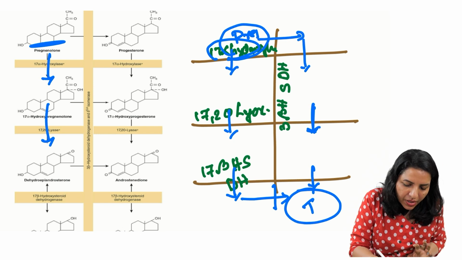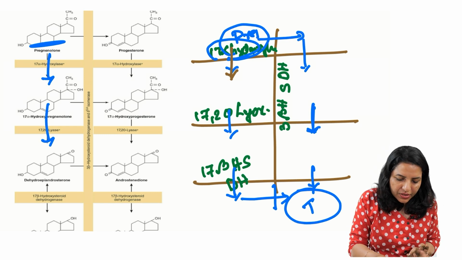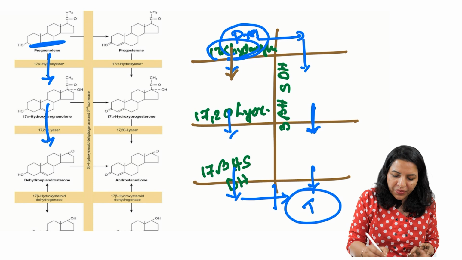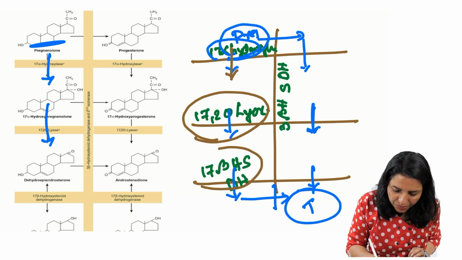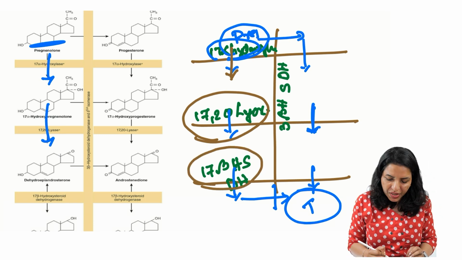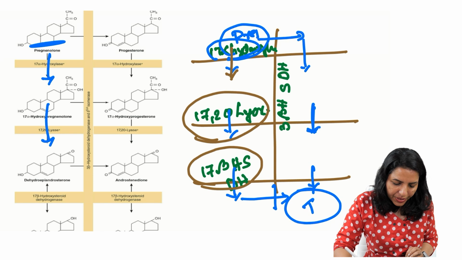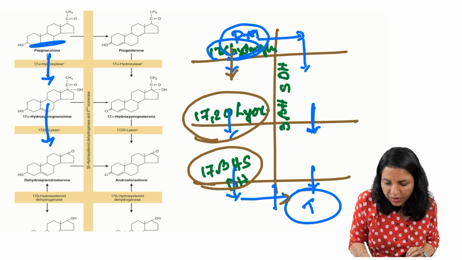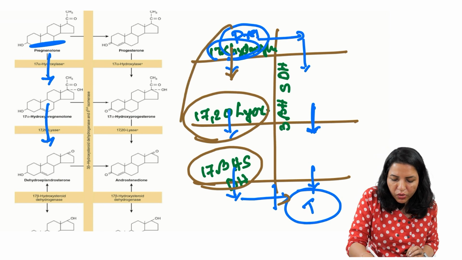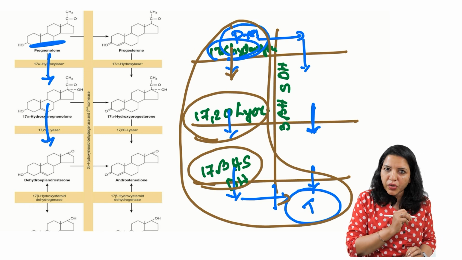In humans, the most common pathway is this pathway, where it first goes through 17 alpha, that is the 17 alpha hydroxylase, then the next is 17,20 lyase, and the next is 17 beta hydroxysteroid dehydrogenase, and the next one is the 3 beta hydroxysteroid dehydrogenase. So this is the usual route. So the most common route is like this. This is what you have to understand.